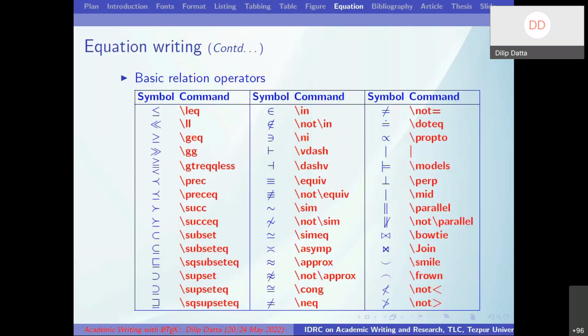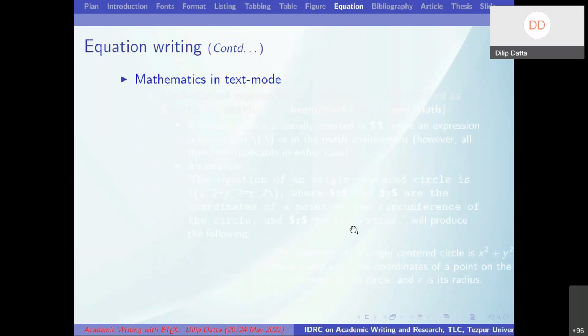Similarly, we have these relation operators, say less than, equal to, very very less than, greater than, equal, very very greater than. So all will be produced through commands. Then let us see how we can write mathematical expressions either in math mode or text mode.